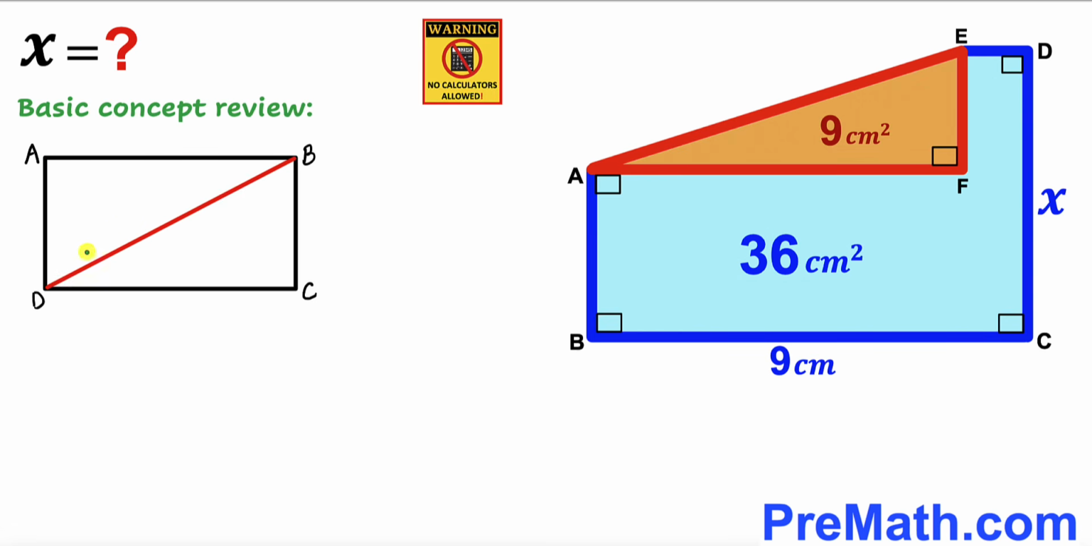Likewise, if we have a diagonal BD the other way around, then this diagonal is also going to divide the area of this rectangle into two equal parts. If the area of this upper triangle is uppercase A, then the area of this bottom right triangle is going to be uppercase A as well. In other words, the area of this triangle is identical to this triangle area. We are going to apply this concept to this given problem.